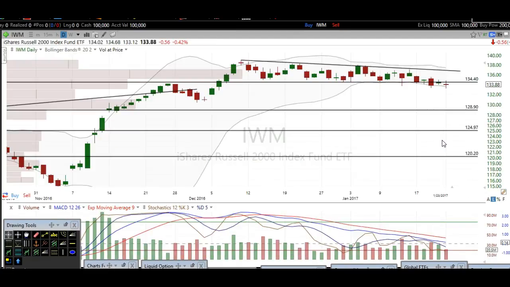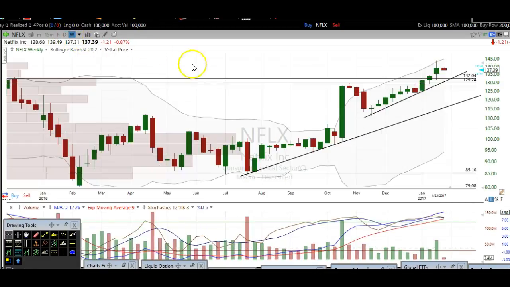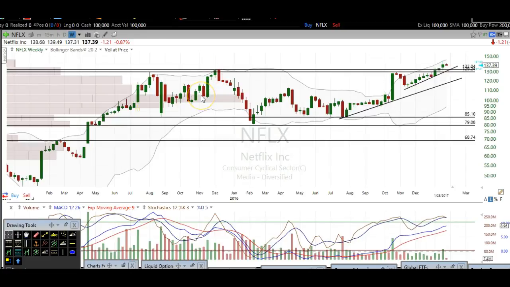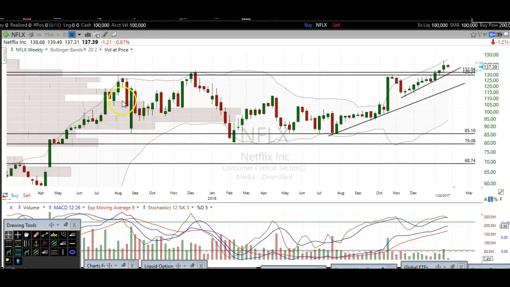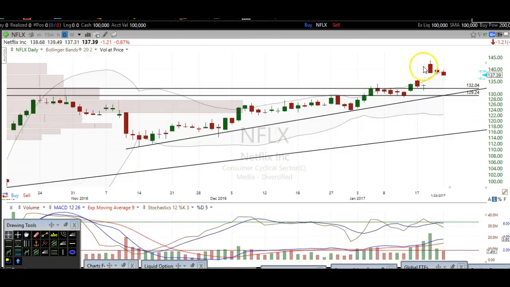The next one we're going to be taking a look at is Netflix. And Netflix, I'm going to go to the weekly chart because you can just get a really clean look here. So you can see here, we had resistance right around 130, 132. There it is again. Finally, we broke over it right here off of some really good earnings. It's exactly what we want to see. It's great when the numbers line up with the chart. And Netflix is breaking out to all-time highs here.